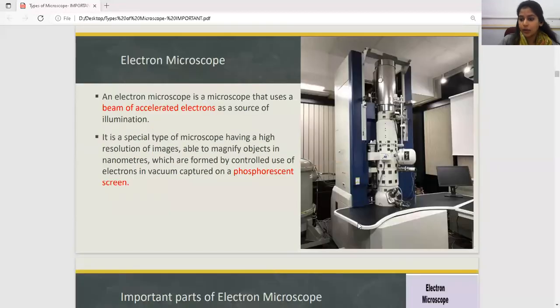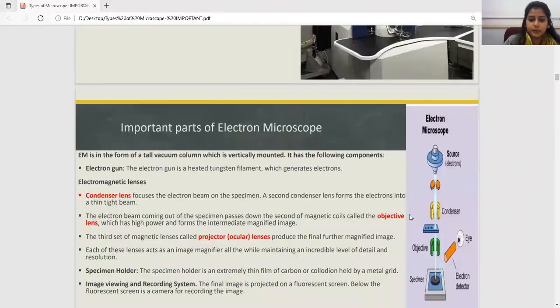So here we are going to learn a complete insight on the electron microscope. As we said, we are going to use an accelerated beam of electrons in order to produce a final magnified image, which is projected onto a phosphorescent screen, because the accelerated beam of electrons would harm the eye. So we are going to focus it onto the fluorescent screen and then visualize it. This is how a typical electron microscope looks in the laboratory.